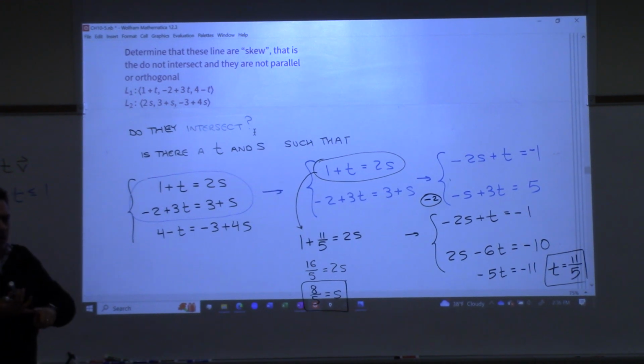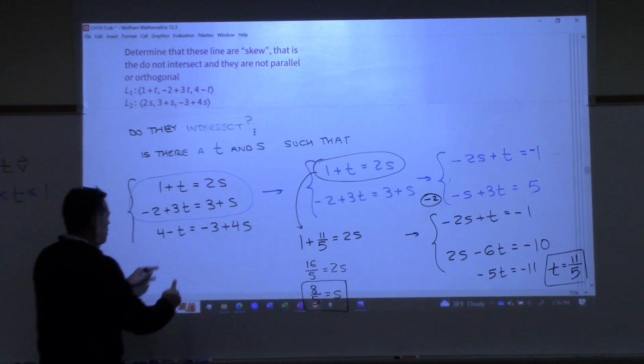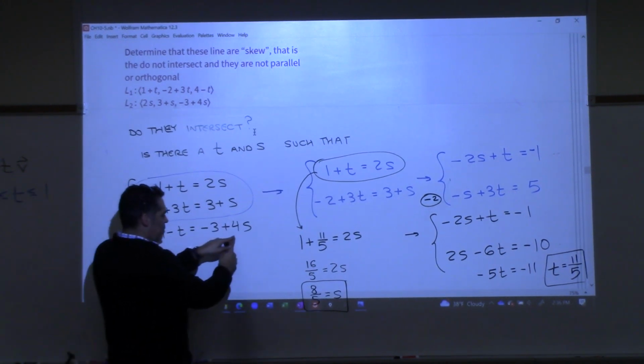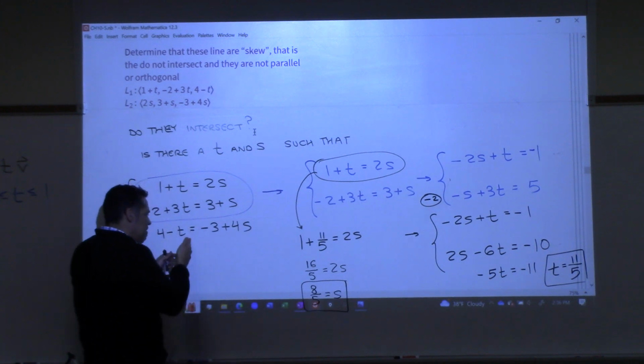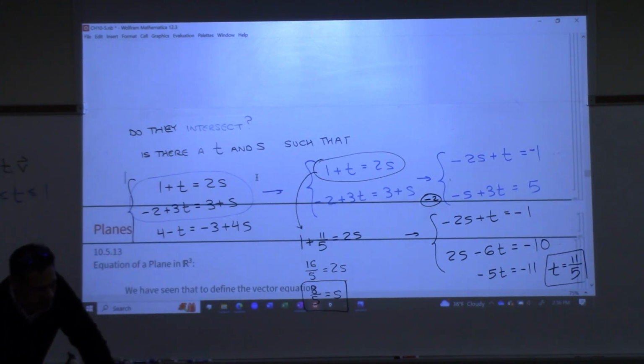So we have to show they're not parallel, they're not orthogonal, and that finally they never intersect each other. I'm going to leave the end of it for you. Just plug in 11/5 there, plug in 8/5 here, show that it's not equal. You know they don't hit each other. I'm almost out of time.